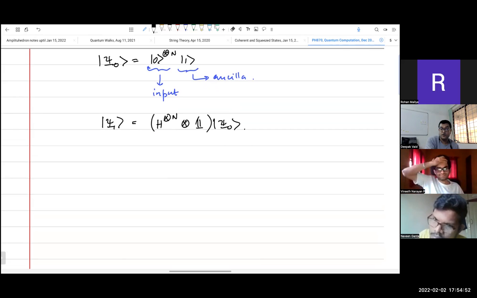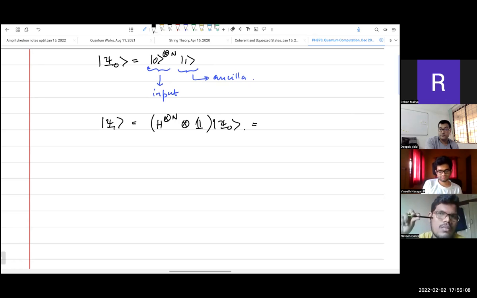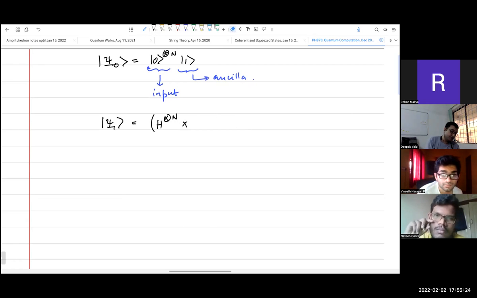Let me write down the answer, and then I will explain to you how we get that. We get the following. One second. Sorry. The Hadamard acts on each qubit. On all the qubits, it acts on the ancilla also. My mistake. So you have a Hadamard acting on every single qubit.